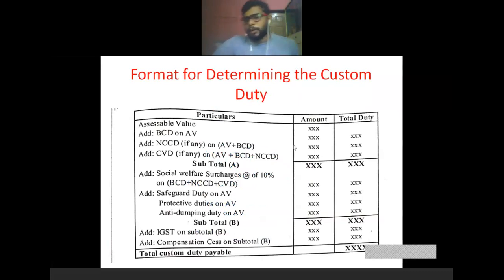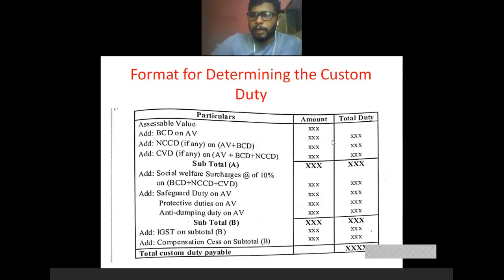Just one small brief explanation I will give relating to the format of determining the custom duty. Already I have explained in the previous class, but still, the problem starts with assessable value. In a future class, we will see how to calculate this assessable value. Now we are concentrating on custom duty payable calculation, and for that, the problem normally begins with the assessable value.